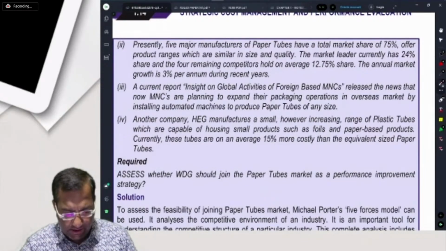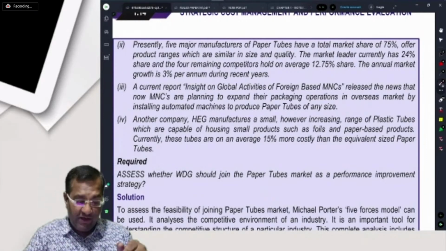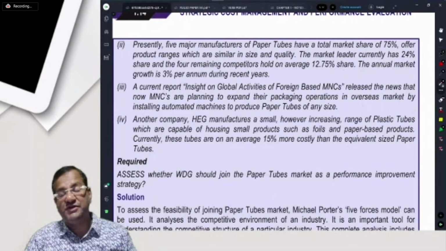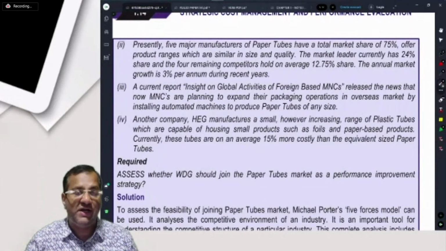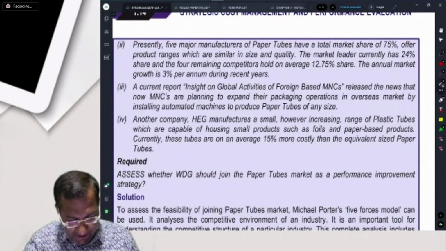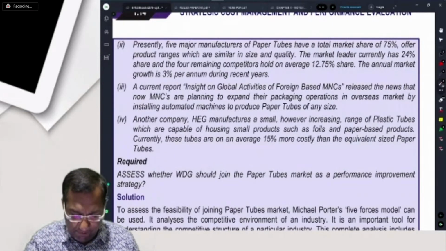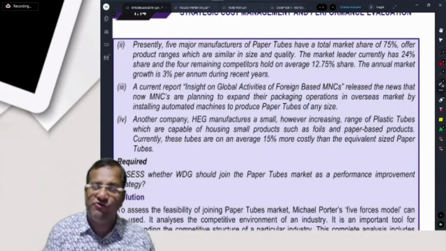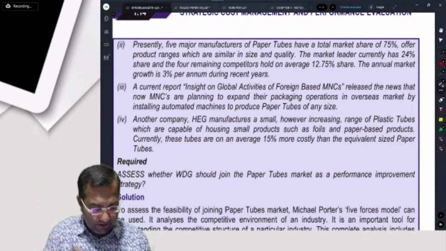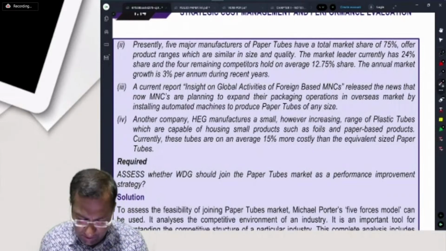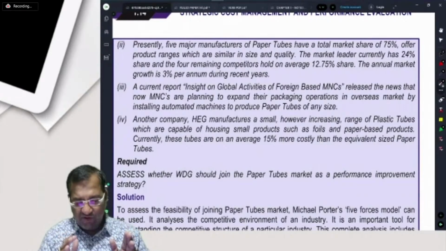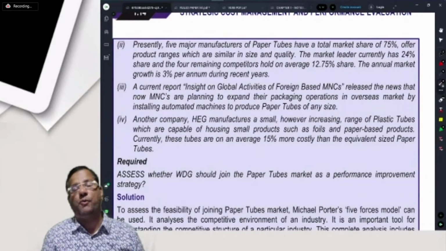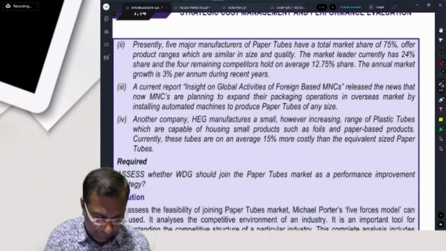So right now there are 5 major players who are holding 75%. This is very important: offer product ranges which are similar in size and quality. The market leader is having 24% share, while the remaining is having 12.75% share. The annual market is growing just at a rate of 3% per annum during the recent year. What's your view in that, beta? Which of the 5 points will be covered through point number 2? I'm waiting for your answer.